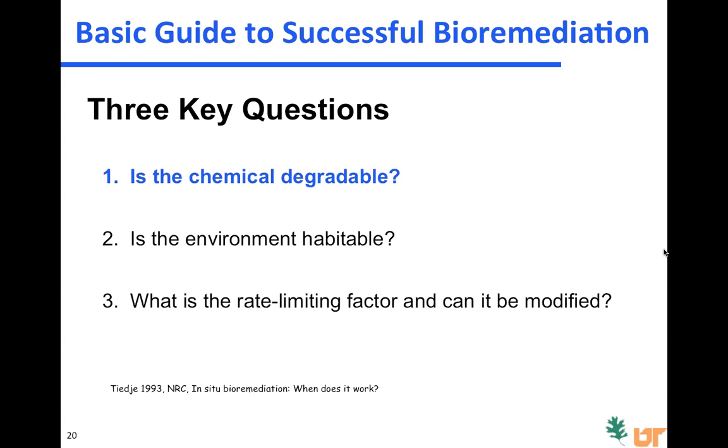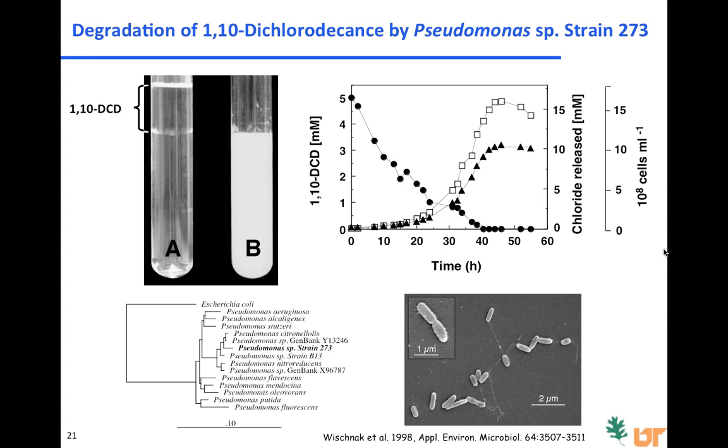So now, when you think about bioremediation on the next slide, slide number 20, there are three key questions. And this was already in an NRC report discussed back in 1993. But these three questions are still valid. The key question is, is the chemical of concern degradable? I'm going to talk a little bit about that. And I give you examples for these different processes I mentioned before: oxygenolytic, hydrolytic, and reductive dechlorination.